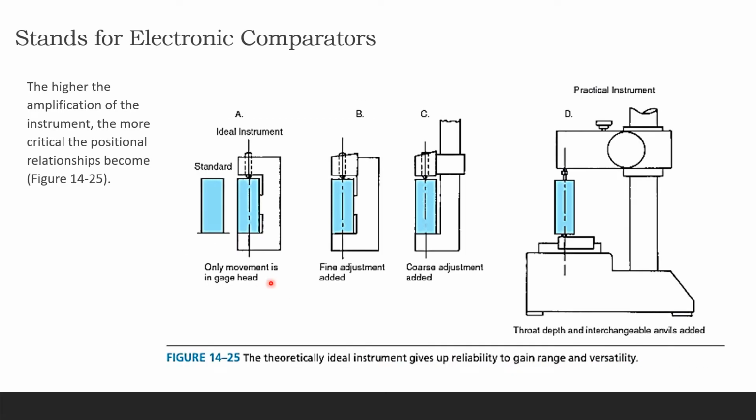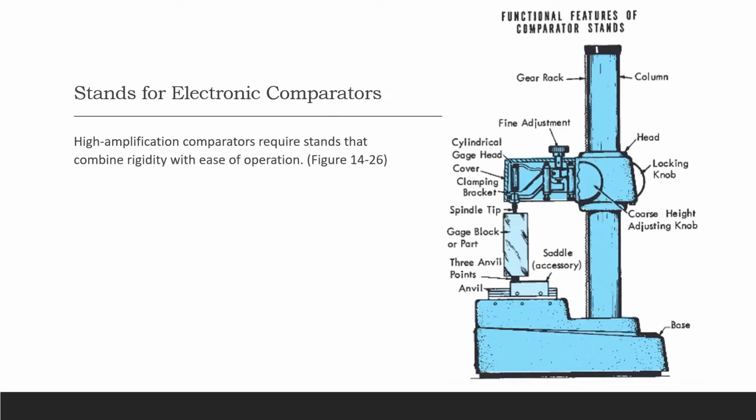It stands for electronic comparators. So when we use electronic comparators, we don't want to hold it all the time, so we want to put it on a stand. The higher the amplification of your instrument, the more critical the positional relationships become. Therefore we use a stand. The theoretically ideal instrument gives us reliability to gain range and versatility, okay?